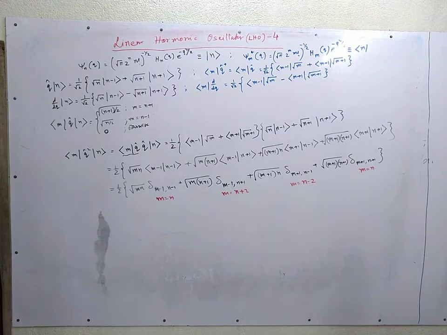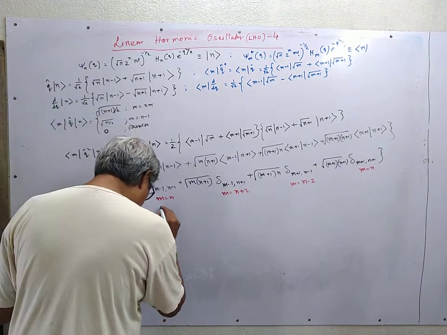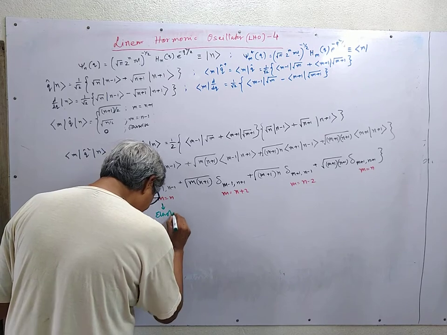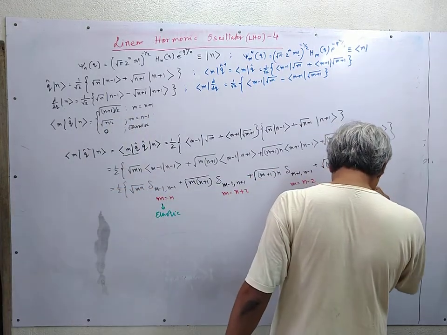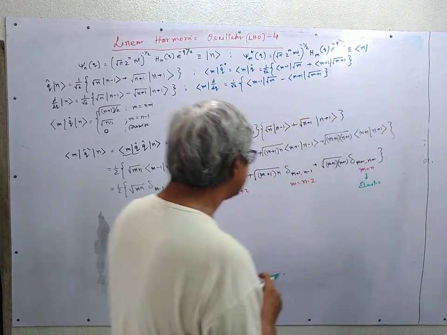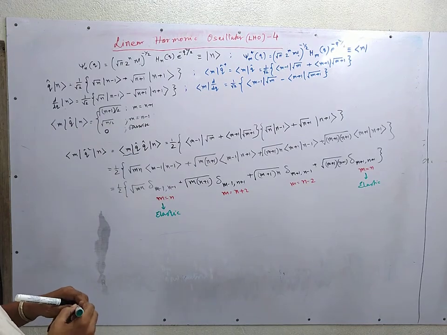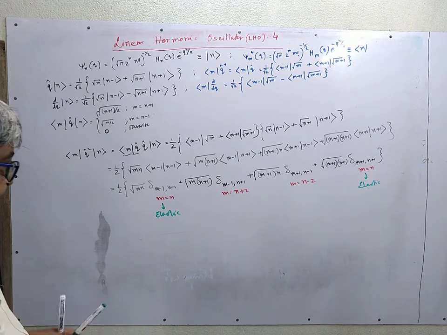That is, the quantum number of the system is not changing. This is called elastic process. This definition of elastic process is something different. So this is also the elastic process. Elastic process means the internal state of the system is not changing, that is the wave function remains the same.